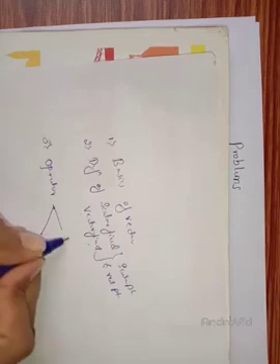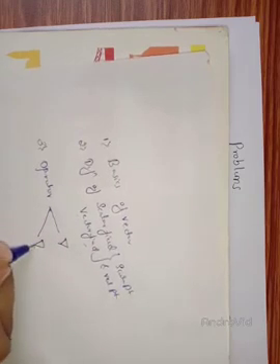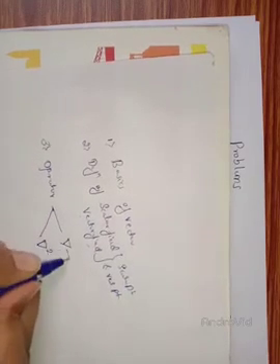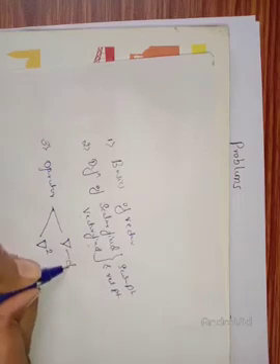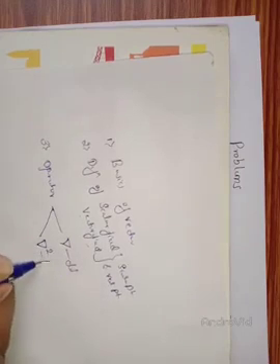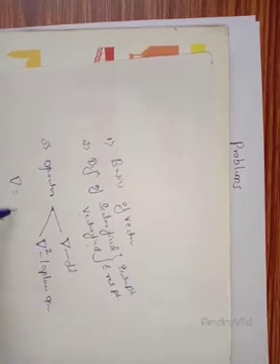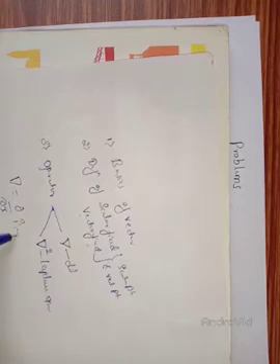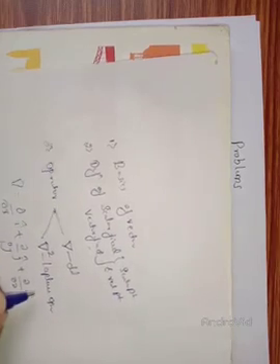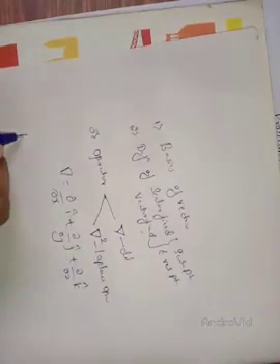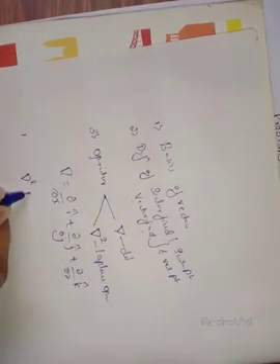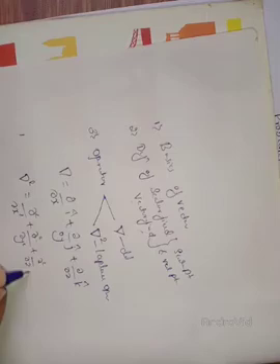There are two types of operators. One is the differential operator, another one is the Laplacian operator. This is called the vector differential operator del, and this is called the Laplacian operator. Del is defined as dou by dou x into i plus dou by dou y into j plus dou by dou z into vector k. The Laplacian operator is del square equals dou square by dou x square plus dou square by dou y square plus dou square by dou z square.